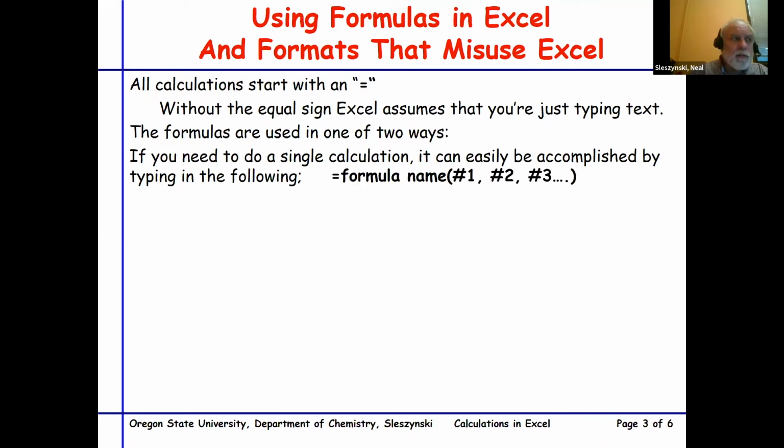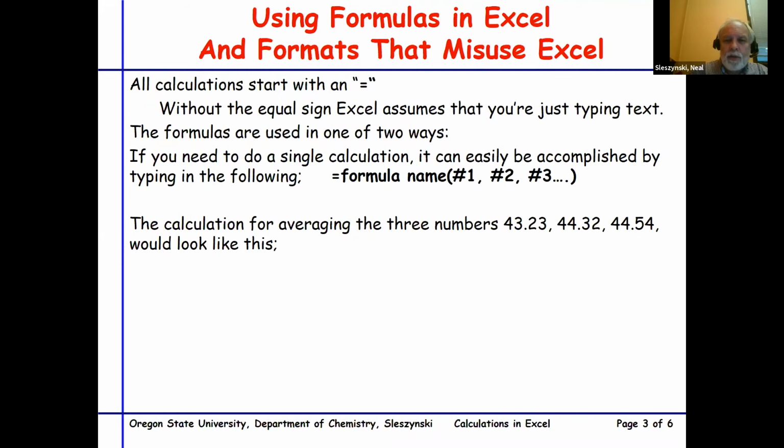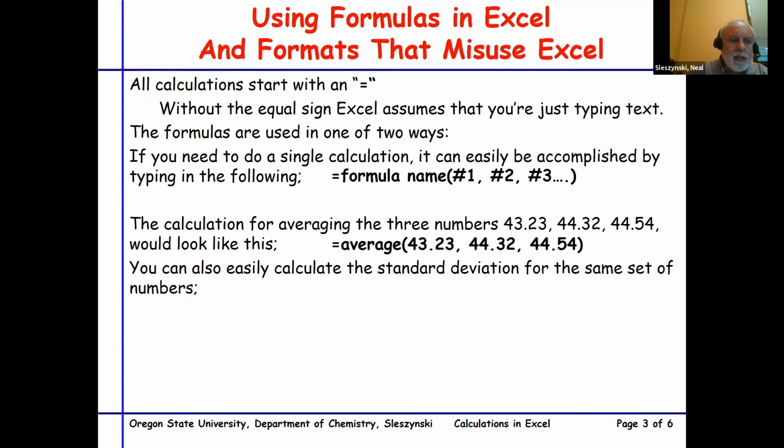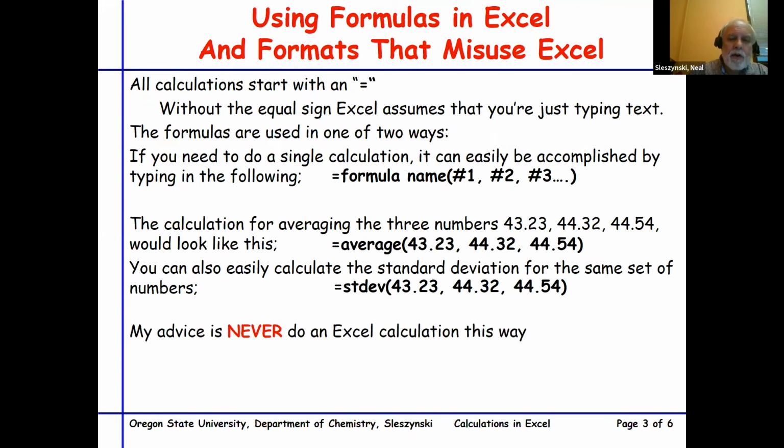So the calculation for averaging three numbers that look like this would be equals average, open parentheses, the first data point, comma, the second data point, comma, the third data point. You can also easily calculate things like standard deviation for the same set of numbers. My advice is to never do an Excel calculation this way. It is nearly impossible to catch a typo when you use calculations in Excel this way, and everyone makes typos.